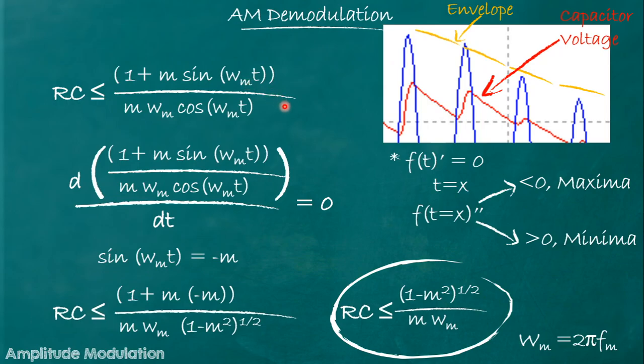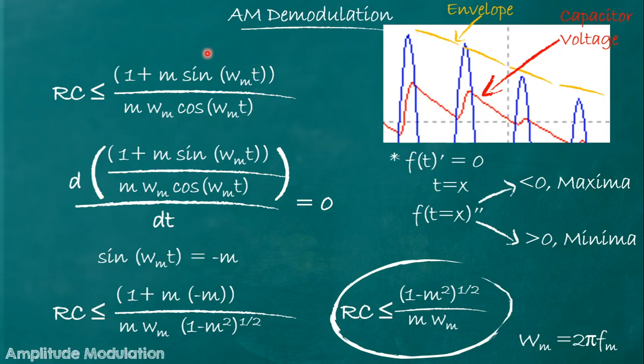If any function is f(t) and we want to find its minima or maxima, then first of all we have to find the first derivative of this function. Let me say my function is f(t), then the first derivative is f'(t). Equate it to 0, then you will get some value t equals x. Then you put this t equals x into the second derivative, and if the second derivative is less than 0, then that point is a maxima, and if the second derivative is greater than 0, then that point is a minima. The same procedure we have to apply over here.